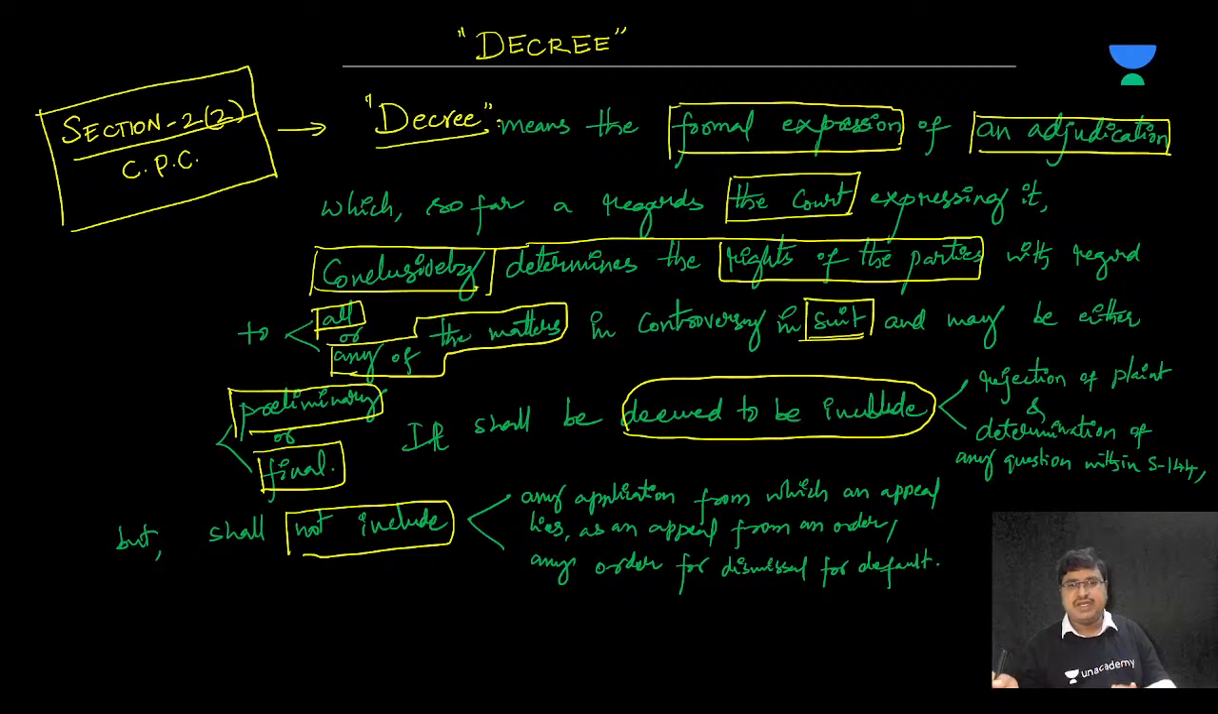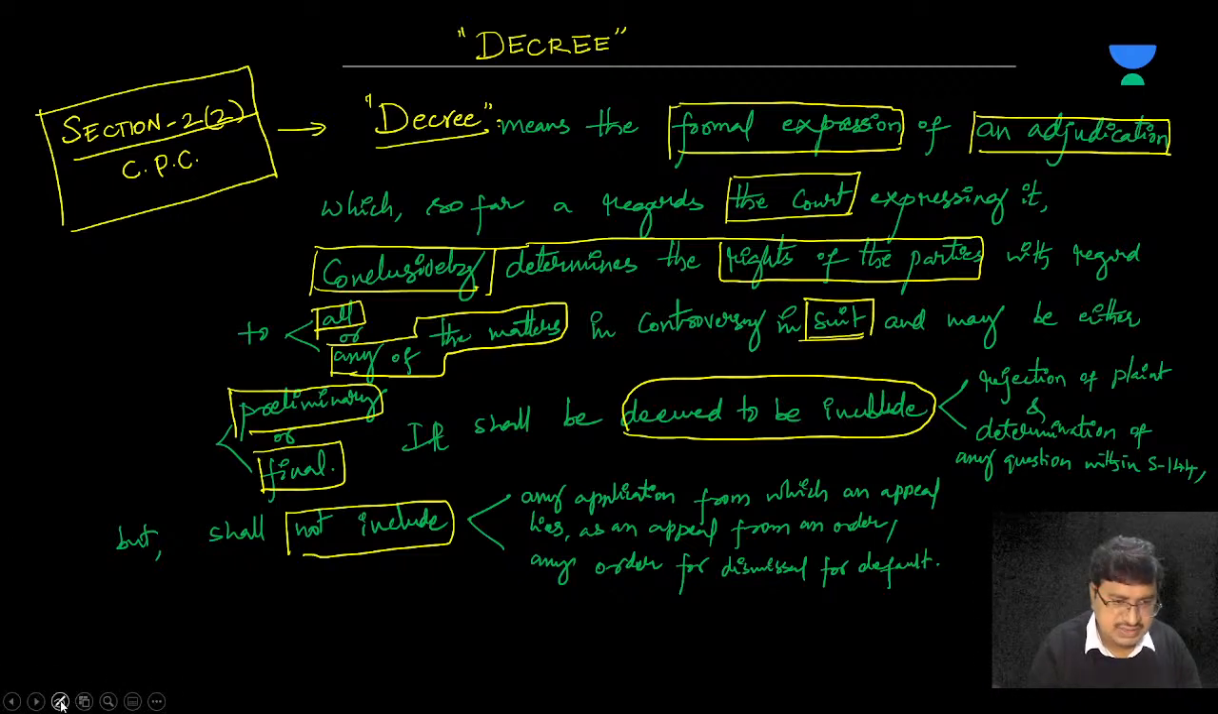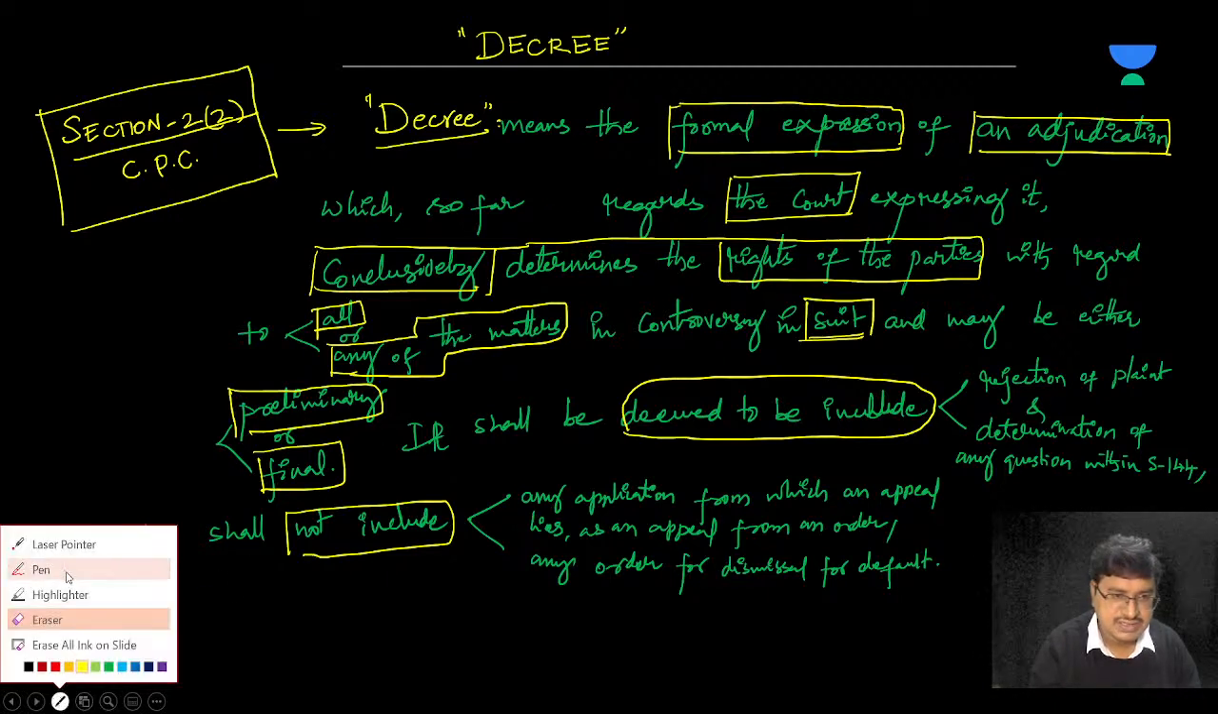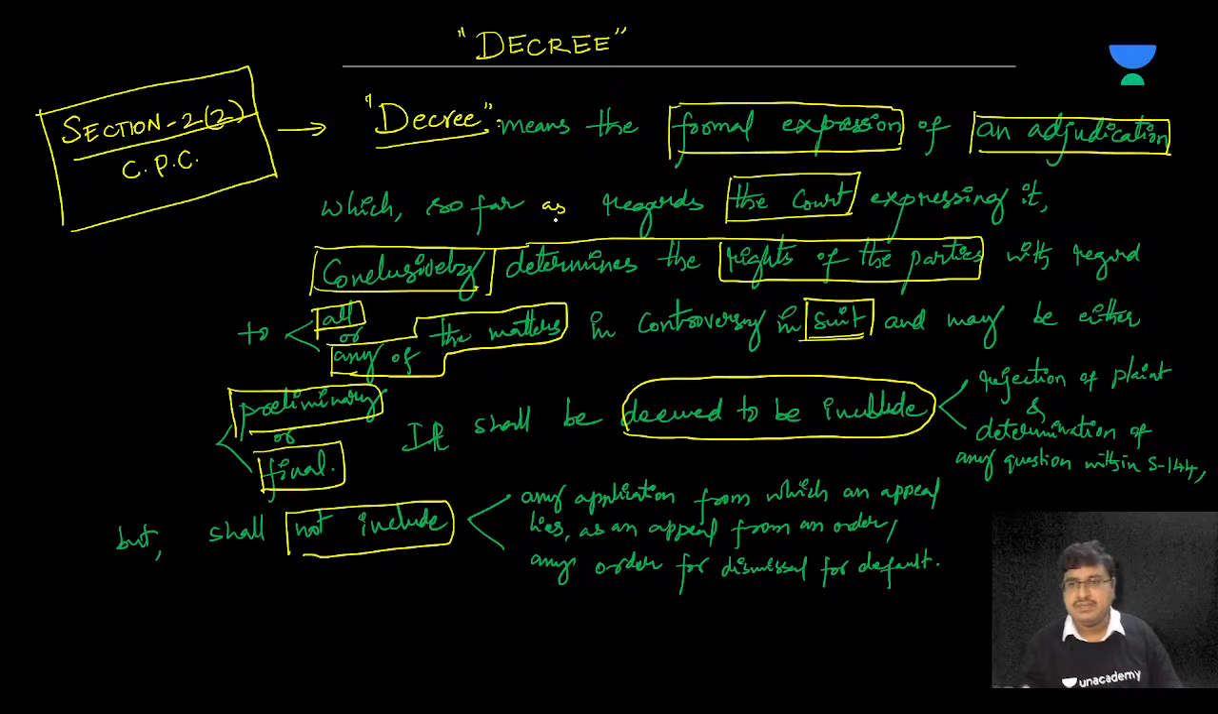Decree means the formal expression of an adjudication which, so far as regards the court expressing it, conclusively determines the rights of the parties with regard to all or any of the matters in controversy in suit, and may be either preliminary or final. It shall be deemed to include rejection of plaint and determination of any question within section 144 of CPC, but shall not include any application from which an appeal lies as an appeal from an order or any order for dismissal for default.